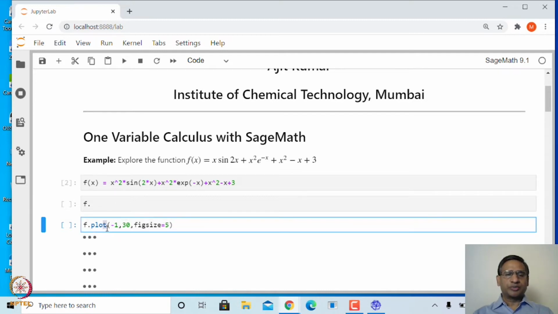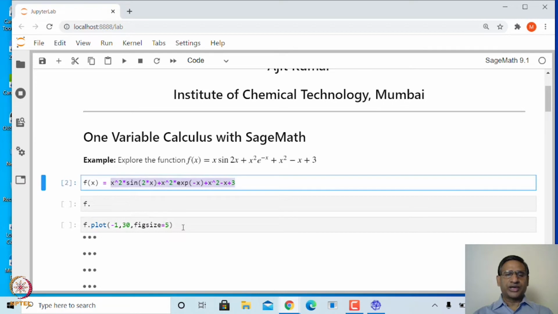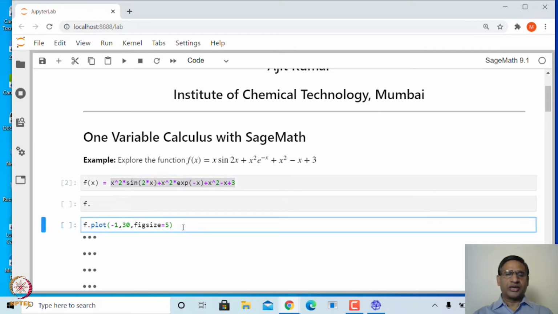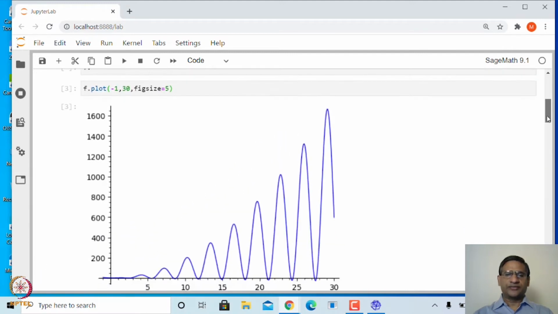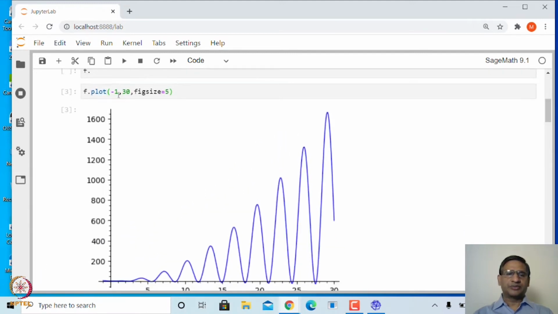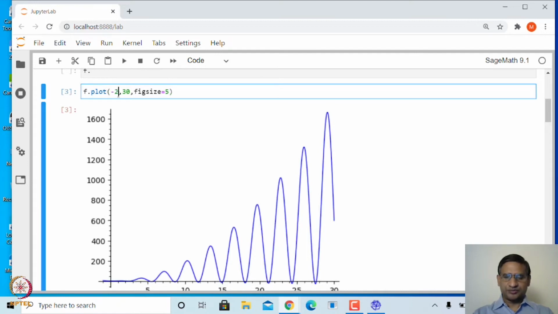So, first let us plot the graph of this function, because when you know the graph of a function, many concepts regarding f will become clear. So, let us first plot its graph between minus 1 and 30. This is how the graph looks. So, let us plot this between minus 20 and 20.